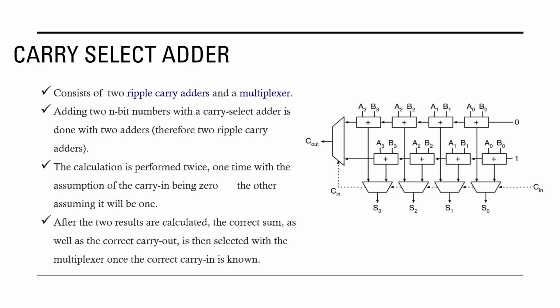Instead of waiting for the carry, it pre-computes two possible results in parallel. One assuming the carry is 0 and the other assuming the carry is 1, then it simply selects the correct output once the actual carry arrives. Through this video, we will explore how the carry select adder is structured, how it achieves faster addition using parallel computation, and how it compares in speed and area with the ripple carry and carry lookahead adders. Now let's see the structure of the carry select adder.